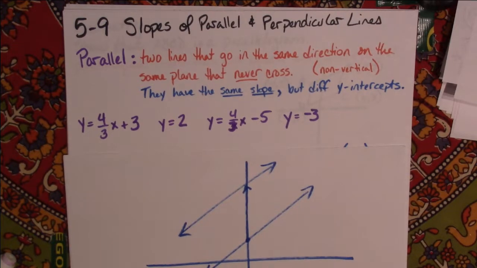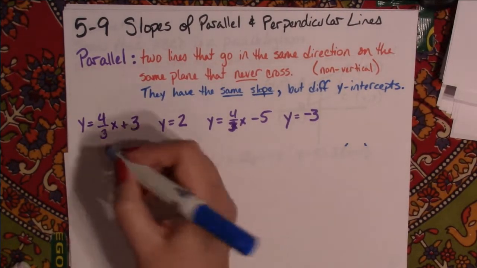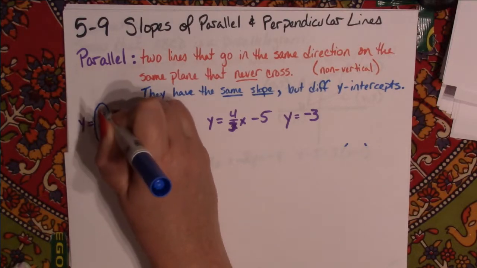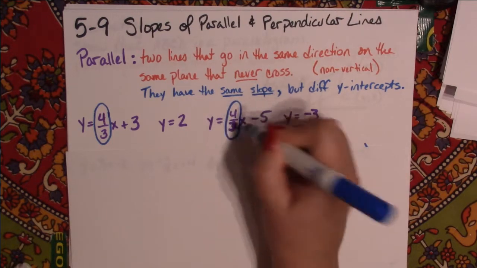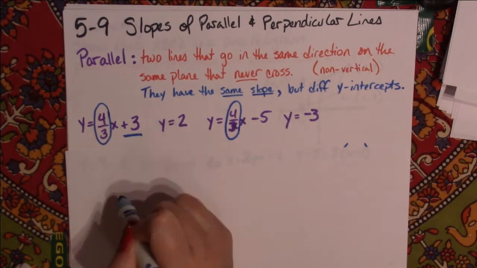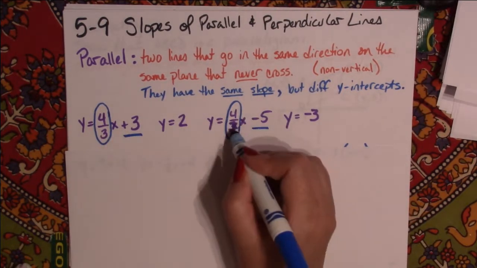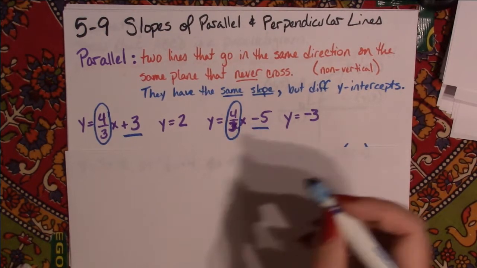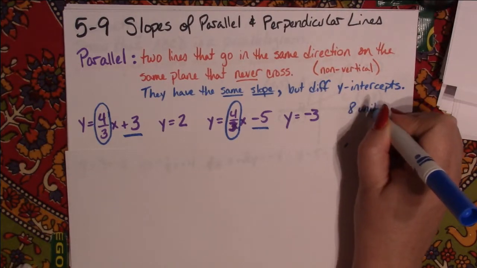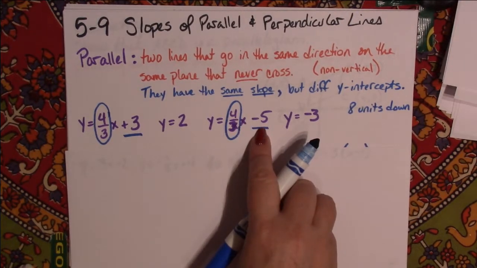So now we're going to look at different lines, and the question is, which lines are parallel to each other? Here we're going to look at this line with a 4/3 slope, and this line with a 4/3 slope. This line crosses the y-axis at +3 and this one at -5. So I've taken this line, same slope, and I've slid it down to the -5 spot. I've slid it down 8 units because it takes 8 to get from +3 to -5.